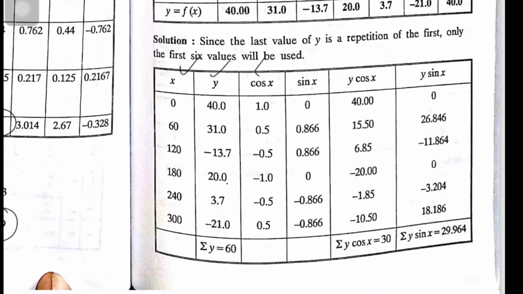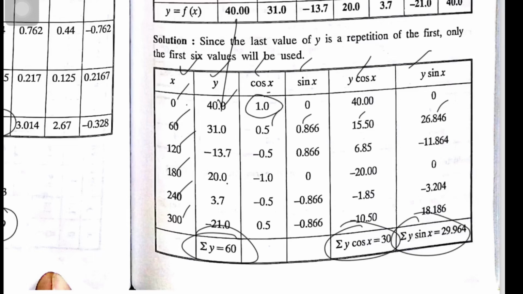The columns are x, y, cos x, sin x, y cos x, y sin x, with x values 0, 60, 120, 180, 240. In terms of the same values you put here. In cos 0, it is 1. In the calculator, you substitute all the values and get it done. Then you get the summation of y cos x and the summation of y sin x.